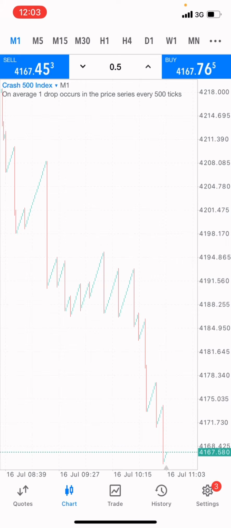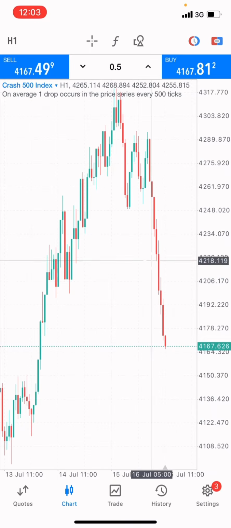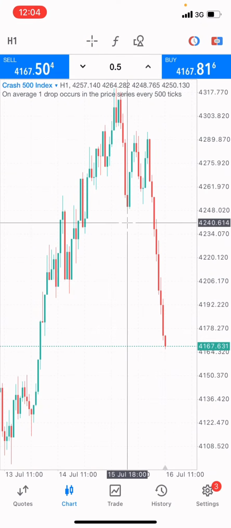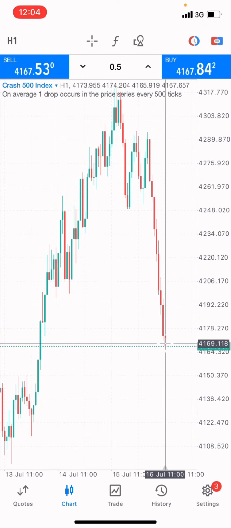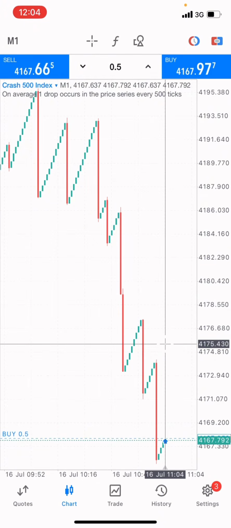So the first step is to check the hourly time frame, the 1 hour time frame right here. We can see that the market has sold for a long period of time, so we have full confidence that I will be able to place a buy at this point. So I'm going to place a buy right here on the market.